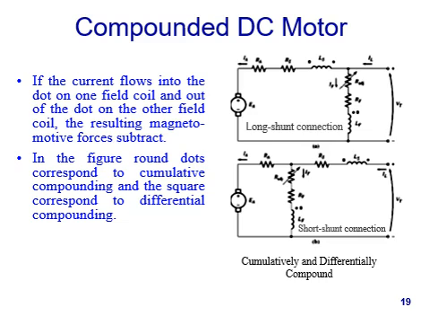If the current flows into the dot on one field coil and out of the dot on the other field coil, the resulting MMF would subtract, and in the figure, round dots correspond to cumulative compounding and square dots correspond to differential compounding.